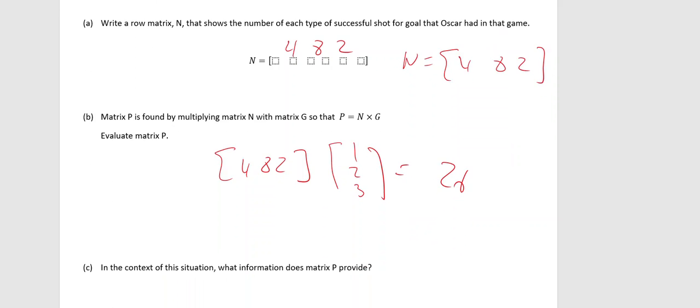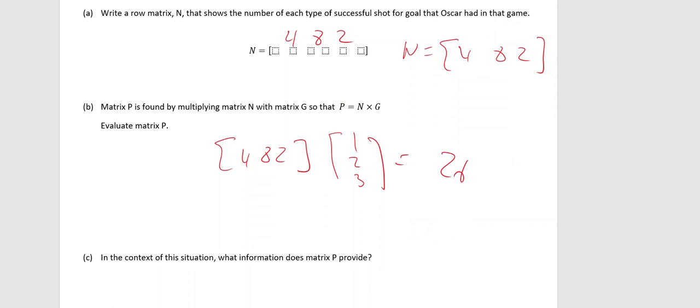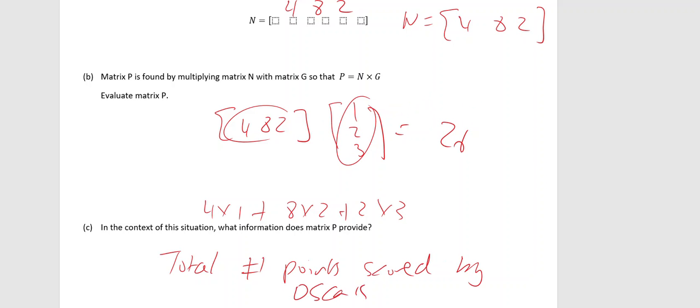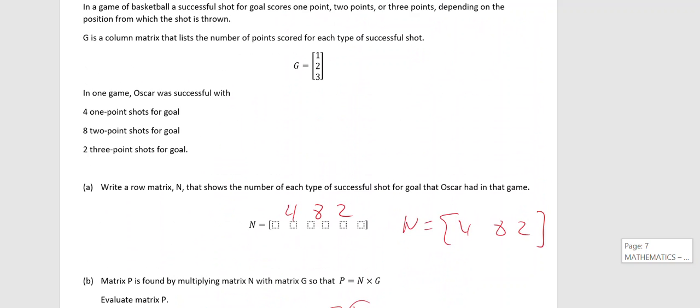Now, what does it ask you? What, in context, does the P represent? Remember what's going on here. You're timesing the row by the column to get 1 by 1. So go 4 times 1 plus 8 times 2 plus 2 times 3. What this gives you is the total number of points scored by Oscar.